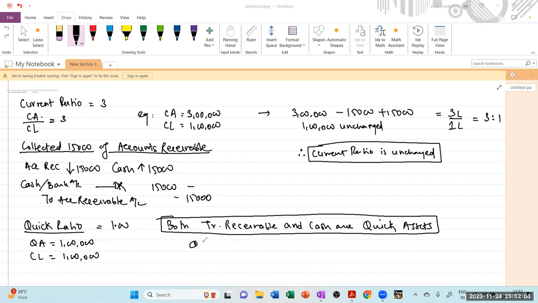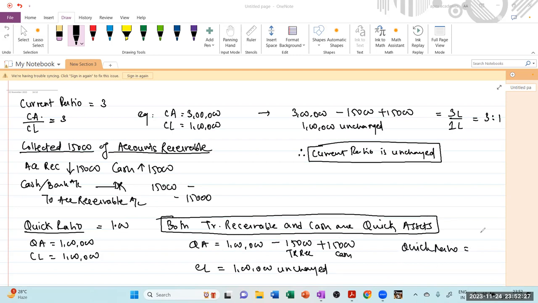So can I say that quick asset position is 1 lakh minus 15,000 plus 15,000, and current liabilities is 1 lakh unchanged. So can I say that your quick ratio will continue to be 1 lakh upon 1 lakh? It is 1:1. So your quick ratio is unchanged. Agreed or disagreed? Agreed.